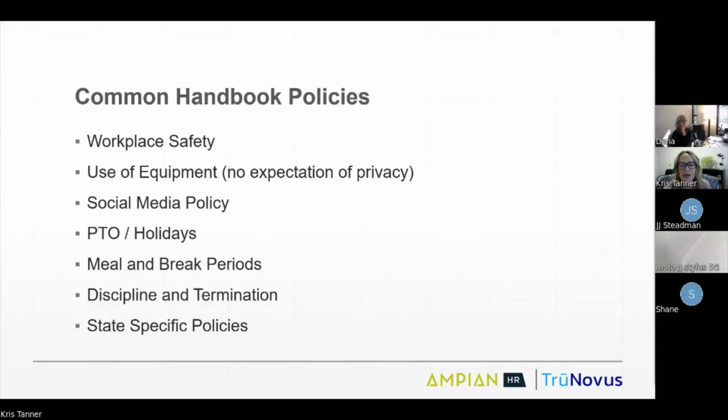Nowadays, everyone needs a social media policy. Other common policies: PTO, vacation, holidays, how all of that works, meal and break periods. And of course, as an HR person, to beat this dead horse, disciplinary action, termination language, and of course, those specific state policies that I mentioned earlier.